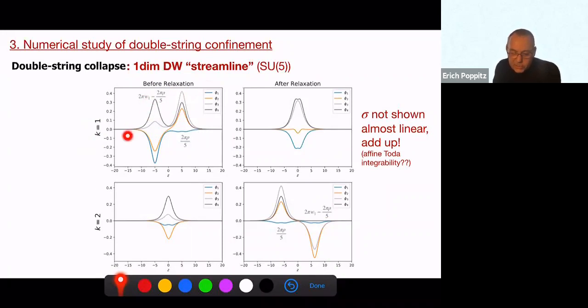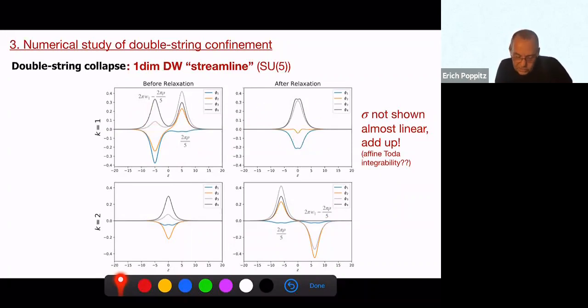So you start with this initial configuration, and then you just take this as initial data for the relaxation. And then what you find is that these k=1 walls collapse. The reason they're not taken further away is that if they're further away, the force is so small that you cannot ever make them collapse. So you have to take them pretty close, and then they collapse. So this is the result of the numerical collapse.